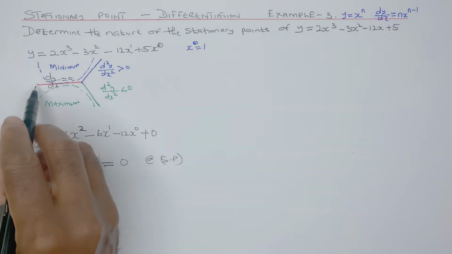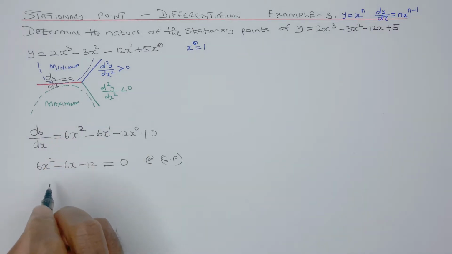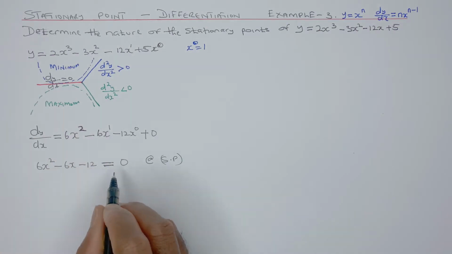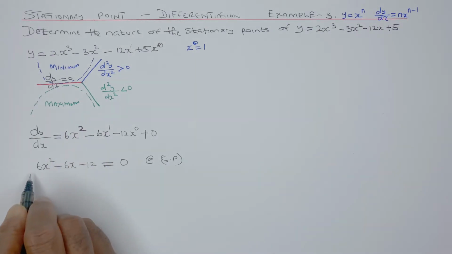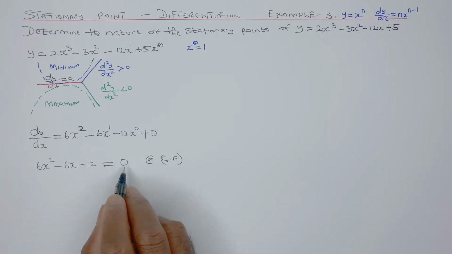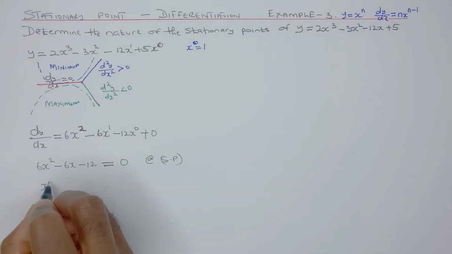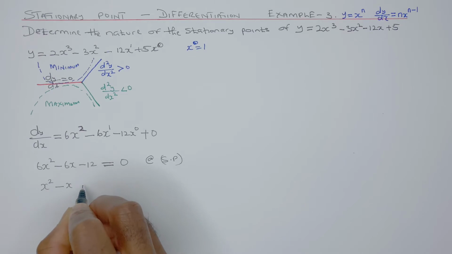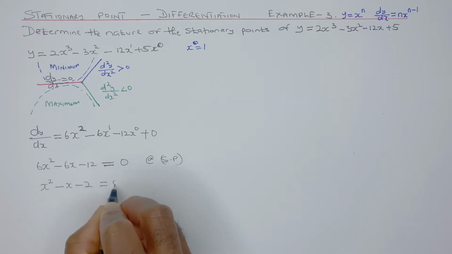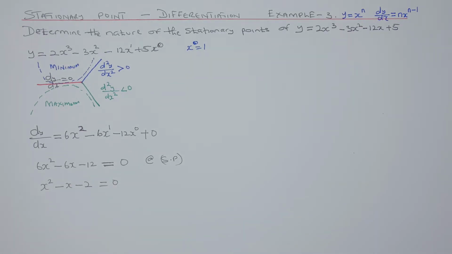So we've got here now a stationary point. We need to find the value of x where that happens. Well, we can divide both sides of this equation by 6, so you get x squared minus x minus 2 equal to 0. Now we can simplify this. This reminds me of a quadratic, ax squared plus bx plus c equal to 0.